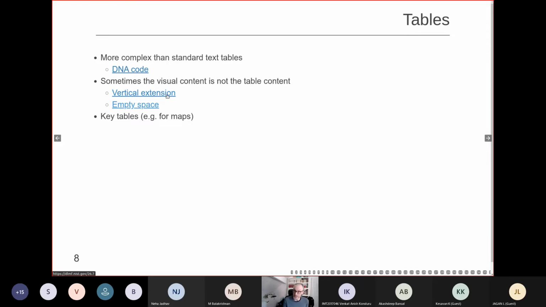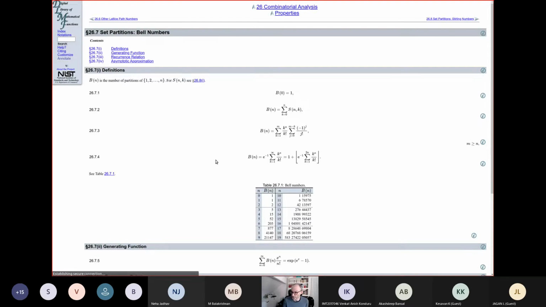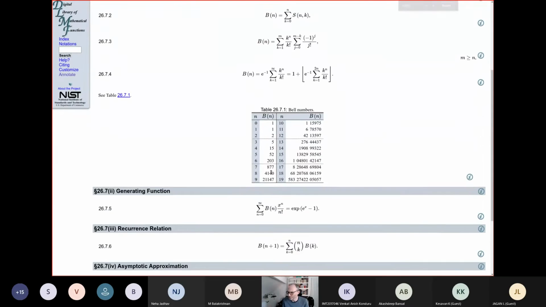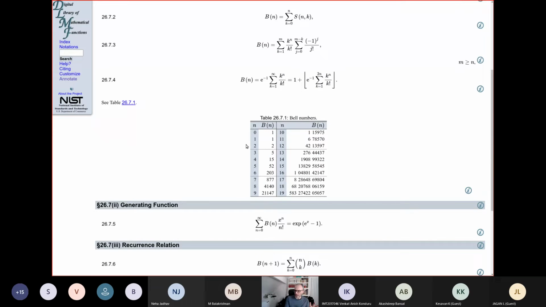What else is important about tables? Often it's more important to actually look at the shape of things in a table. So here are the Bell numbers, for instance. For the Bell numbers, what's not that important are the actual entries. What is important is that you can get a feeling for the growth of the numbers. And the growth of these numbers is, of course, exponential.